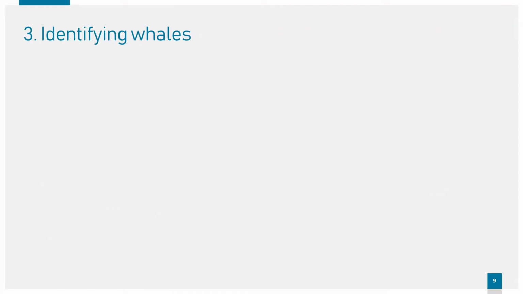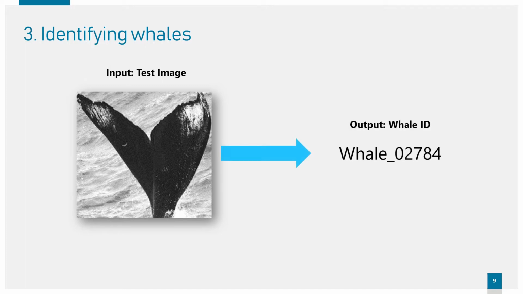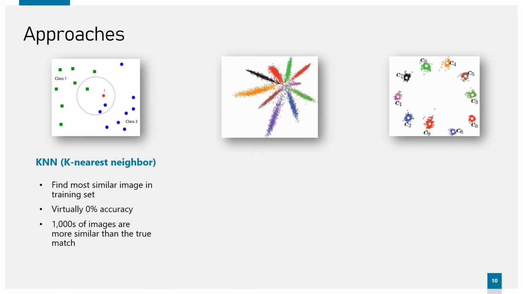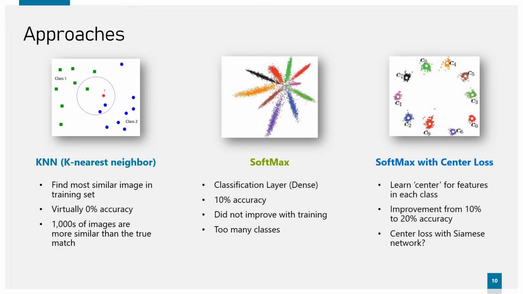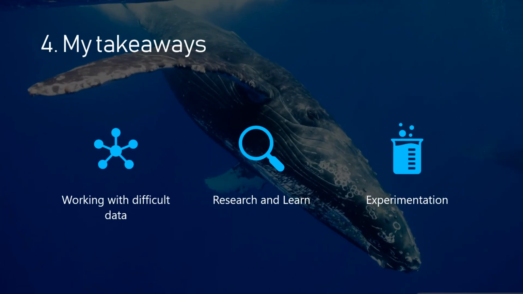So next we're moving on into identifying whales. The goal is, given an input of a test image, which is an image that the model has never seen, output the whale ID. I tried 3 different approaches with varying levels of success. The first one was k-nearest neighbor. The second one was a classification layer with a softmax activation. The third one was the softmax activation with a center loss, where the model would learn a center for the features in each class.